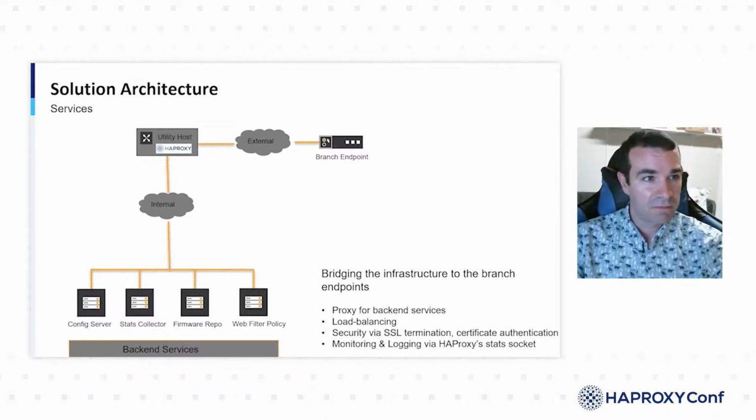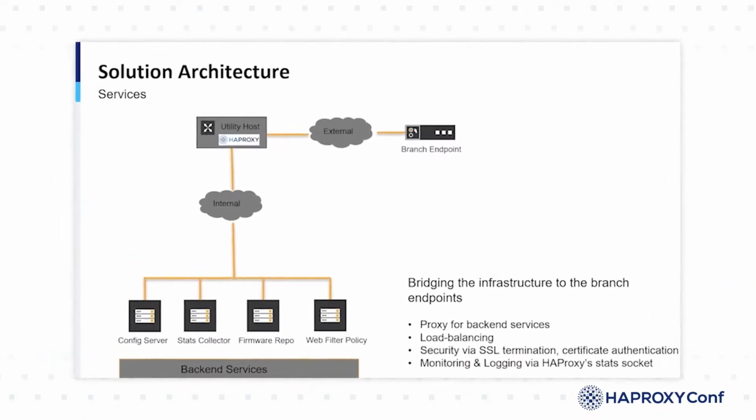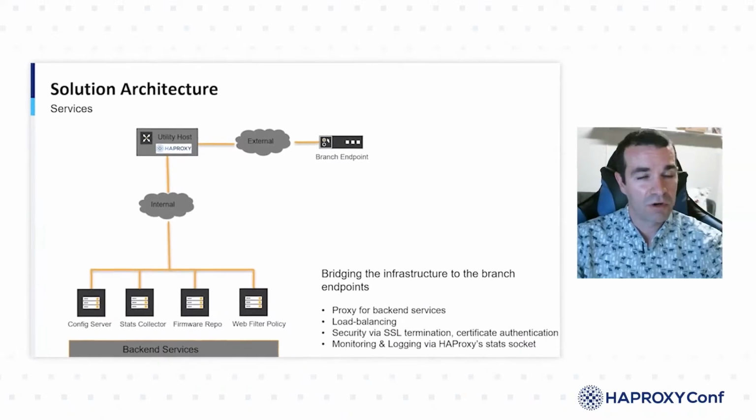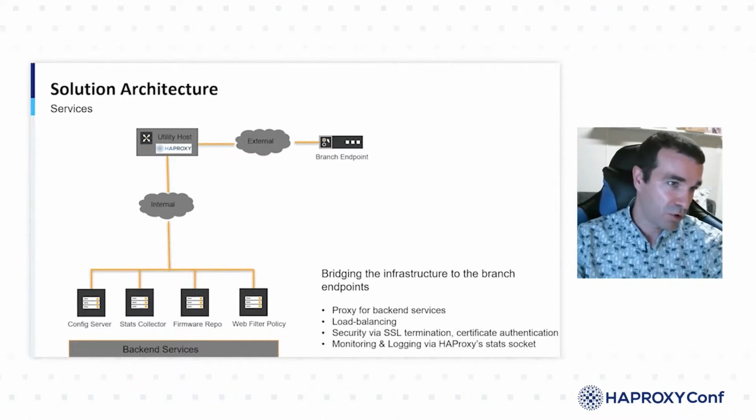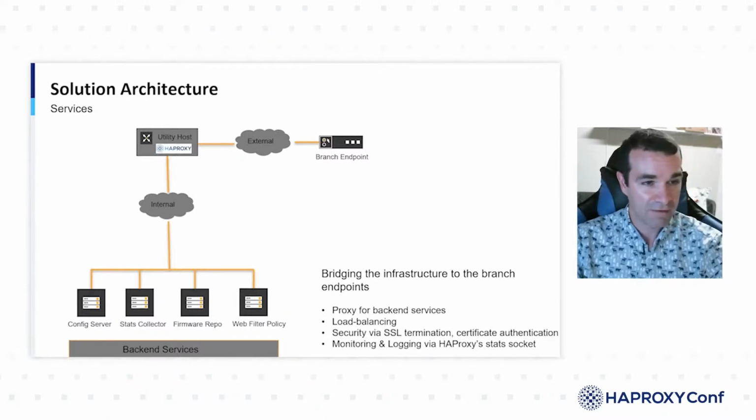As we can see from this diagram, we have the utility host that sits in the middle of the design, and we've got an external network and an internal network. The internal network is what it says, what's internal to our infrastructure, and the external network is one of the WAN links, like the internet. And we have branch endpoints that sit on these external networks that need to communicate to these servers on the internal network. So HAProxy is used to proxy this traffic.